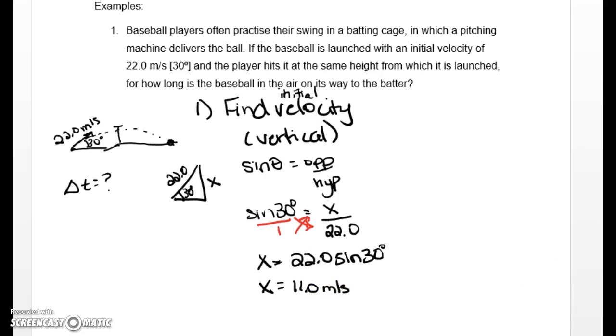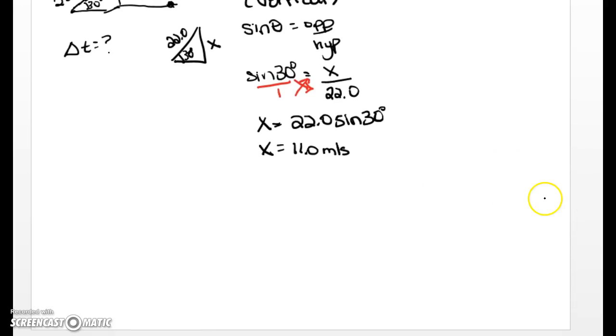So now we have a vertical velocity, and sorry, that one there is our initial one. As long as we have some sort of vertical or horizontal information, we do have enough information to find our time. So I will start by writing out everything I know about my vertical information. I know that my initial speed, my VI, or that velocity, is 11.0 meters per second. And we also know that we have an acceleration of 9.81 meters per second squared down.